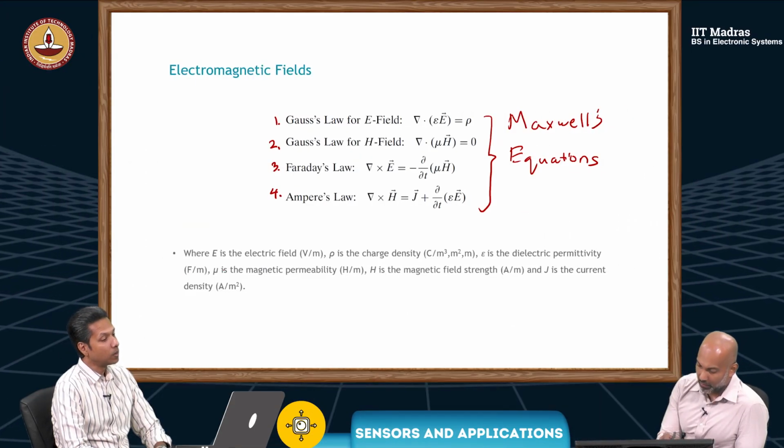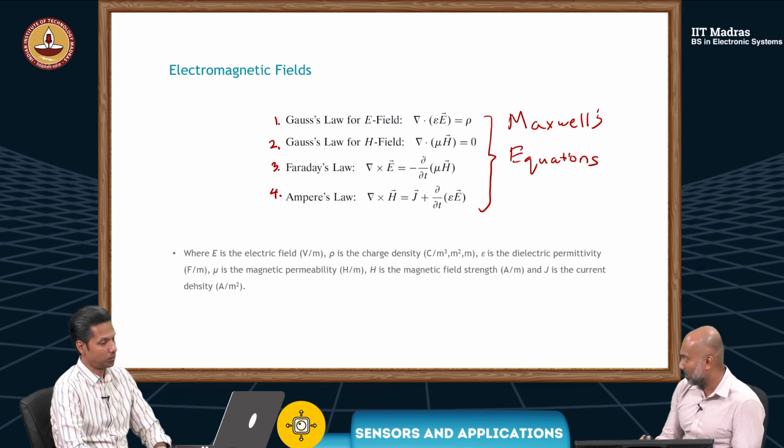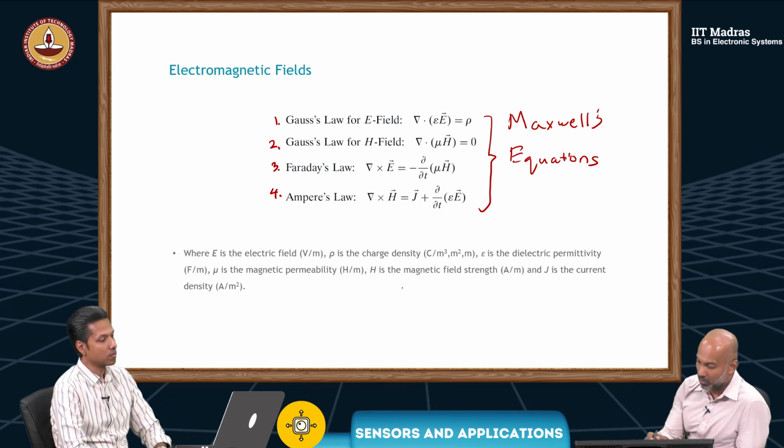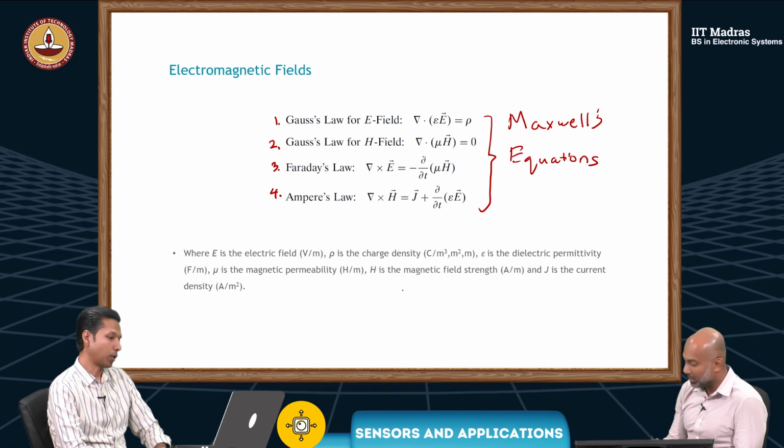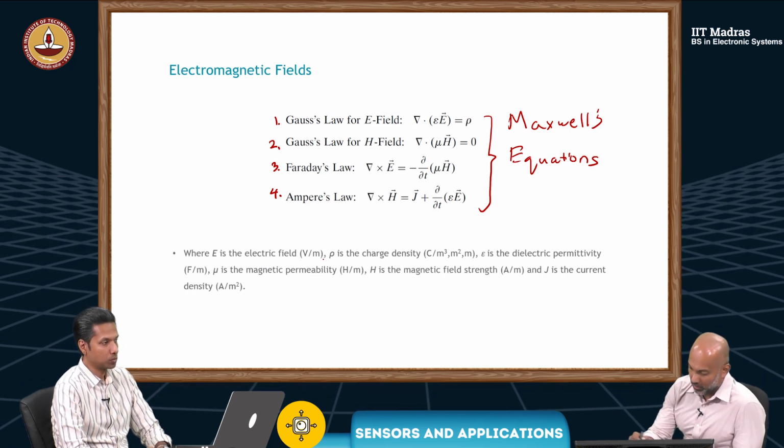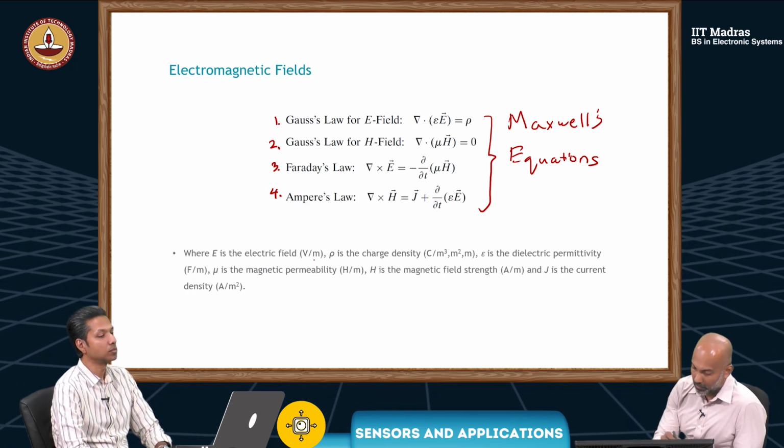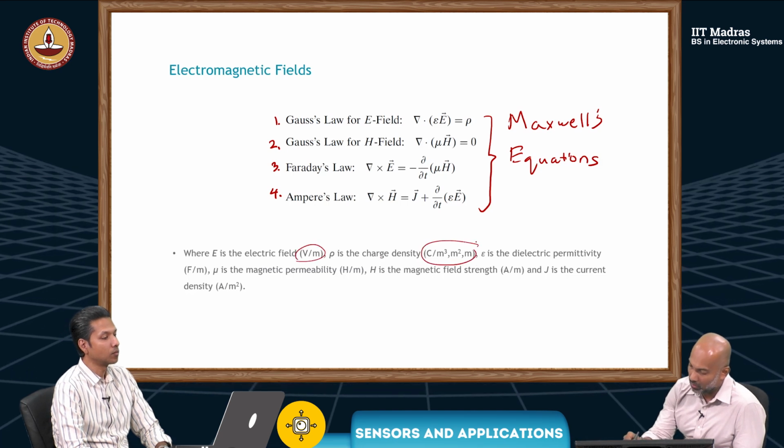So here we also have the different variables, right? E is electric field, rho is the charge. Again, we'll talk about this in the coming slides. But all these units you see here, they are all SI units.